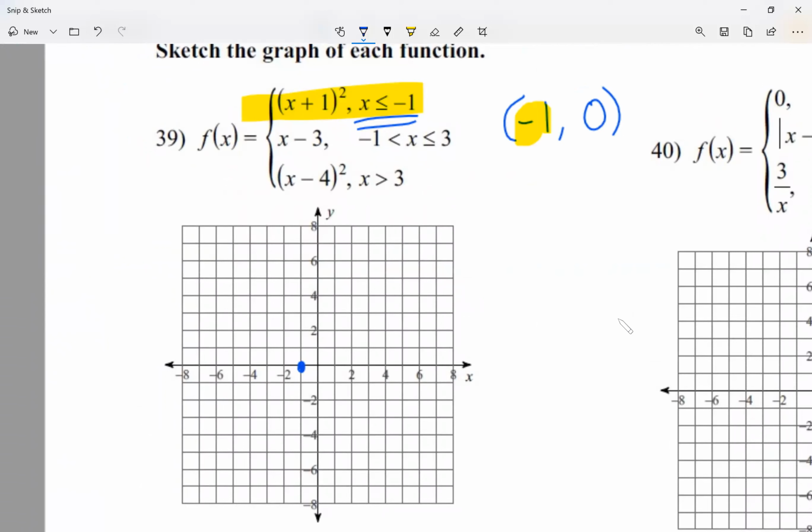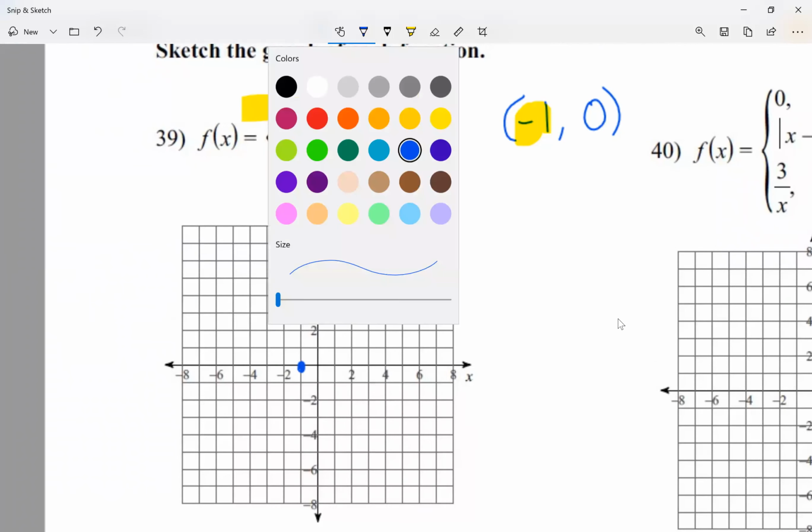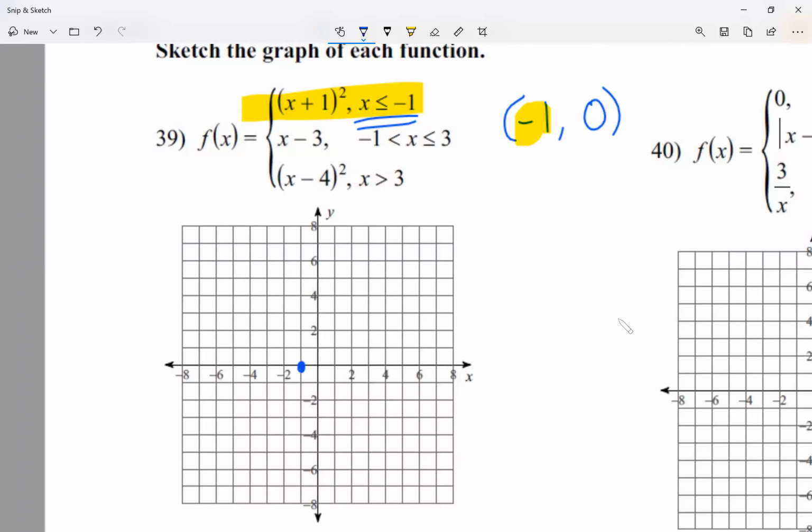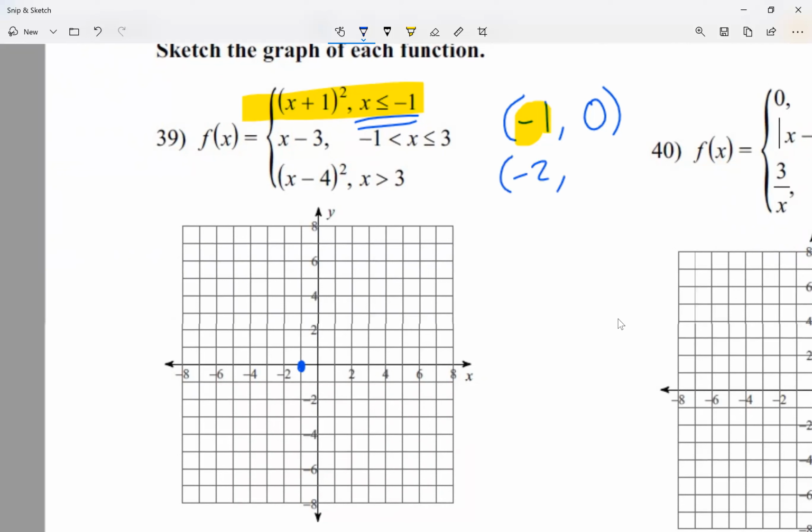Now I gotta think of any point less than -1. Gotta think of another point on my graph. What about -2? Plug it into your equation. So (-2 plus 1) all squared. Plug it back into your equation. That's going to give you your y value. I know the parentheses inside, -2 plus 1, is a -1. All squared is 1. So that gives me my y value.